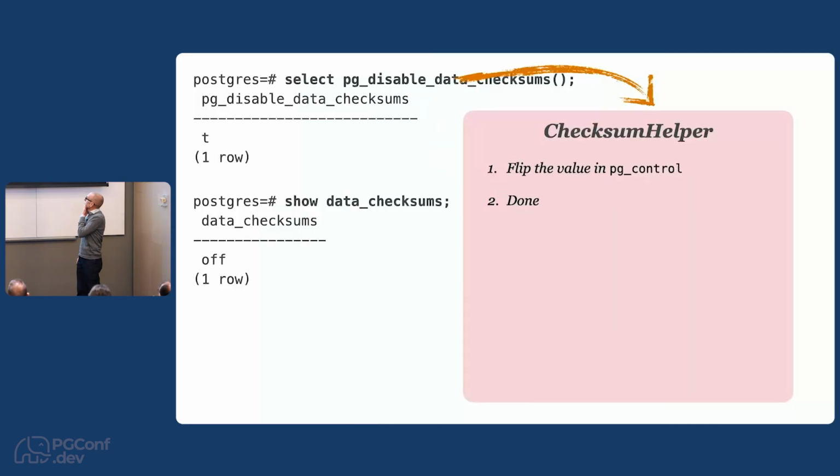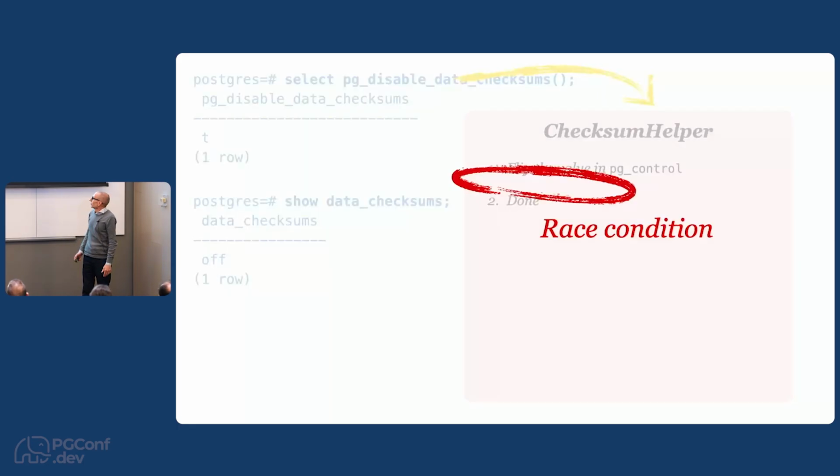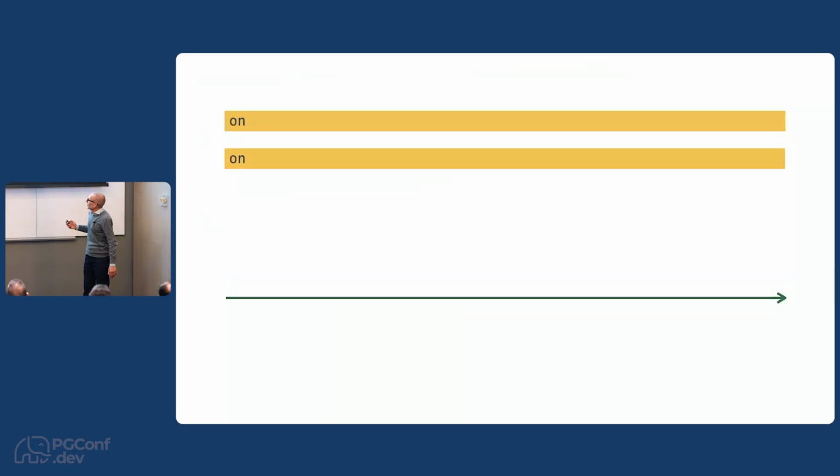So, another problem with the synchronization. I said earlier that disabling checksums is easy because we don't do any I/O. We can just flip a value. But that's a very short window, but every window can be broken. And sure enough, this can too. So what we did was essentially this. Let's say we had 2 backends.